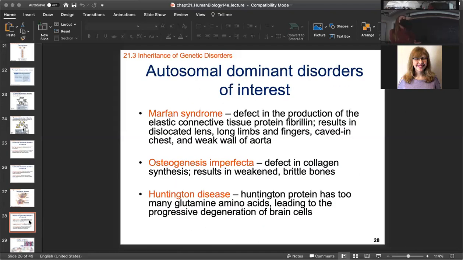So now moving on, we have autosomal dominant disorders. So this is another pattern of inheritance. Remember, we have autosomal dominant, autosomal recessive, sex-linked dominant, sex-linked recessive. This is the opposite of autosomal recessive.